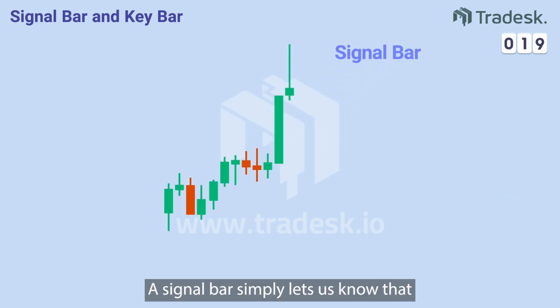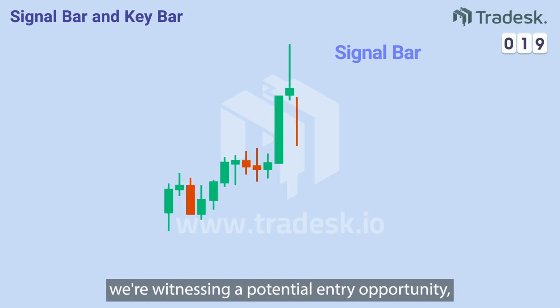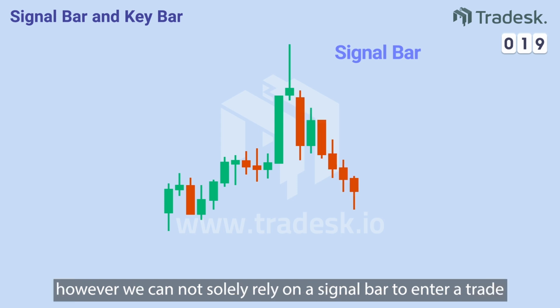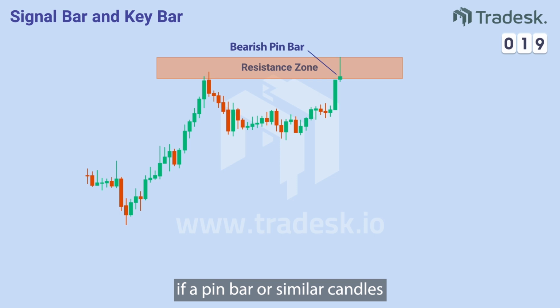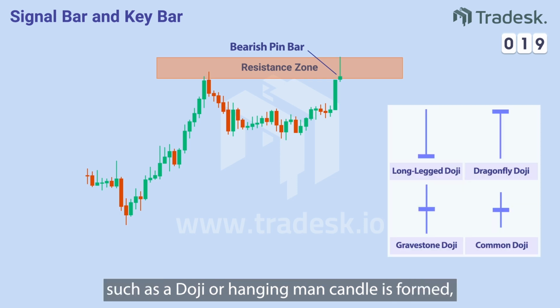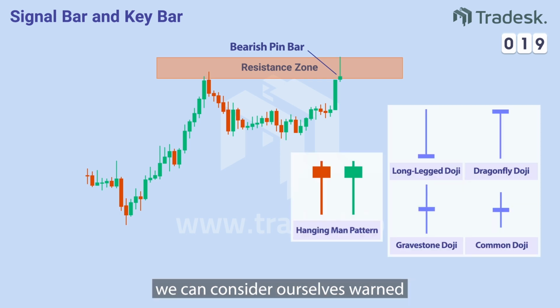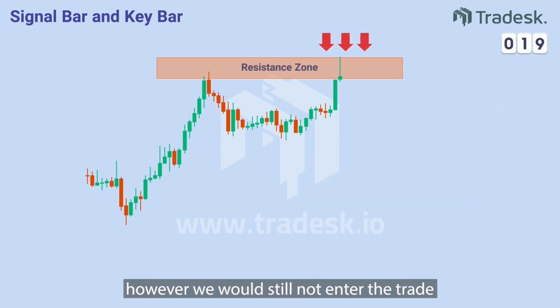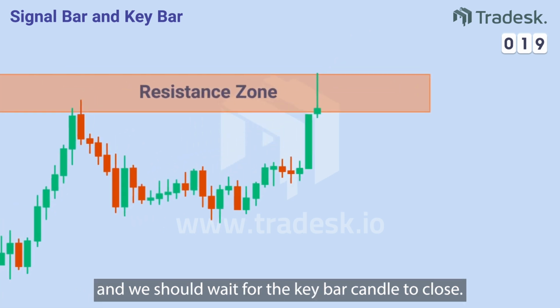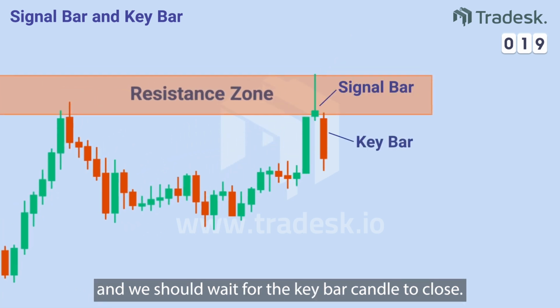A signal bar simply lets us know that we're witnessing a potential entry opportunity. However, we cannot solely rely on a signal bar to enter a trade. For example, when price is in a resistance zone, if a pin bar or similar candle such as a doji or hanging man candle is formed, we can consider ourselves warned that this resistance zone would likely reject the price. However, we would still not enter the trade, and we should wait for the key bar candle to close.